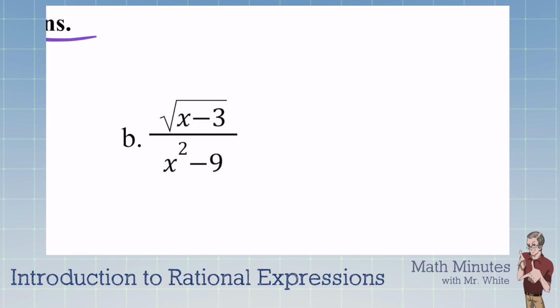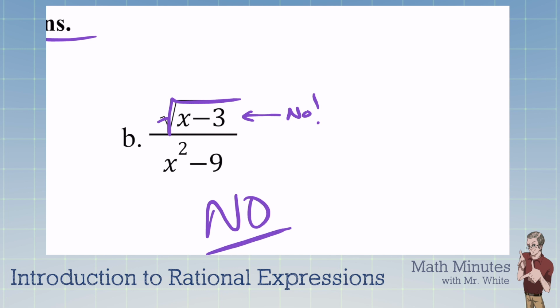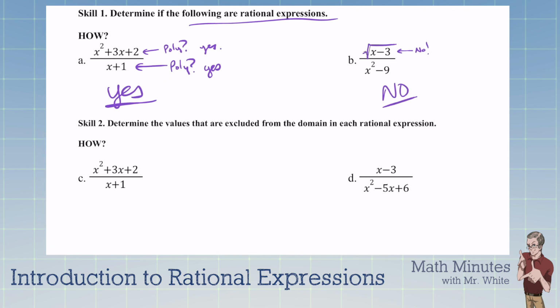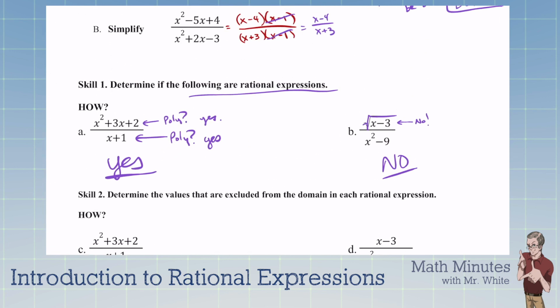Let's go over here to letter B. Are these polynomials? Well, the top, no, that's not a polynomial. You're not allowed to have a square root function within this. So no, that's not a polynomial. So no, this is not what we're going to be working with in this chapter when we're just dealing with rational expressions. All right, moving on down here. So that's skill 1. That's pretty easy, right? Just spotting whether they are or they aren't.